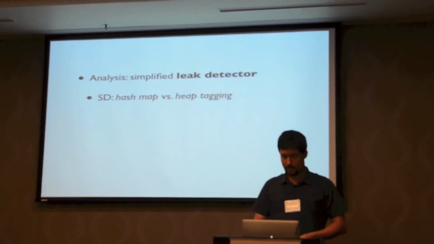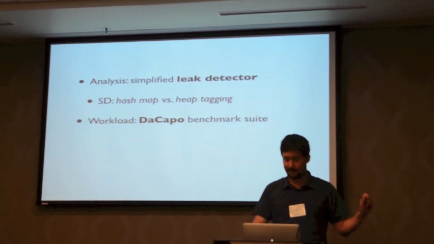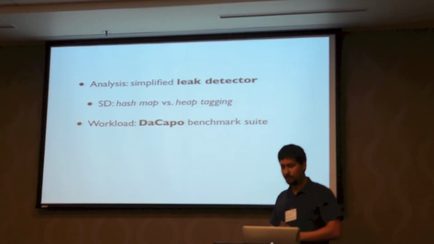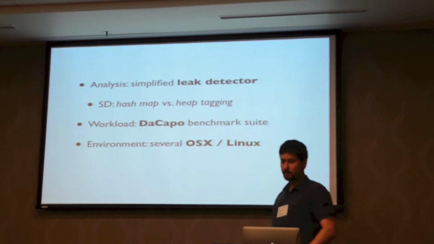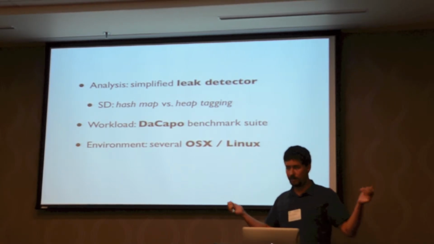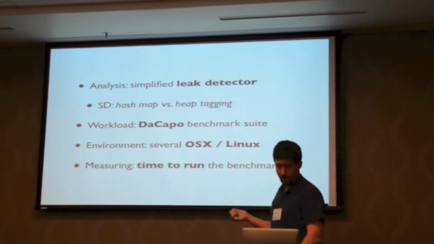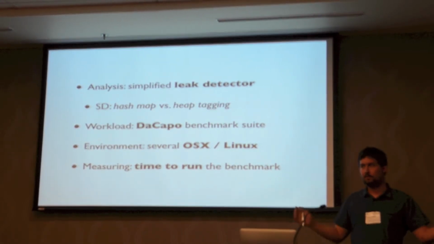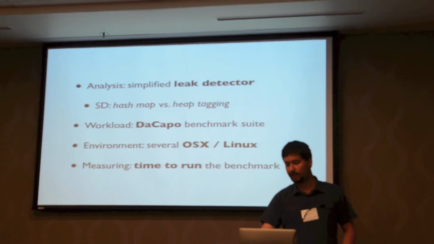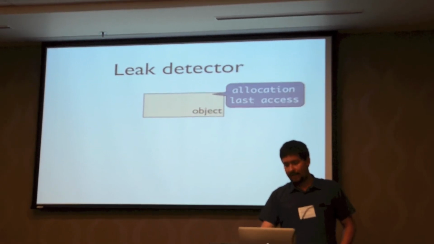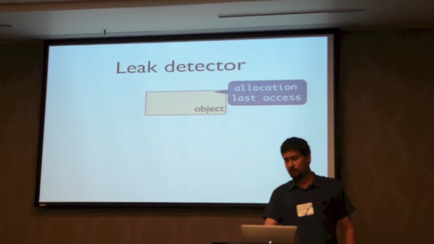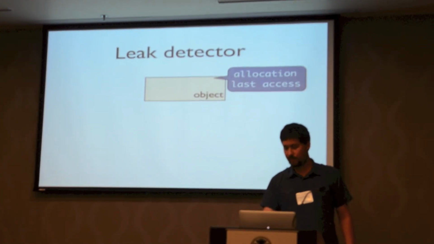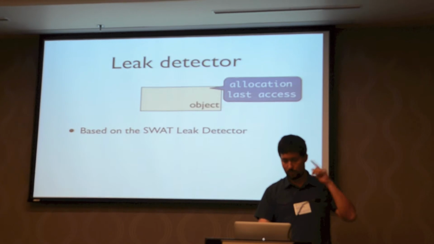We are comparing hash map and heap tagging. We are running this whole leak detector on the DaCapo benchmark suite in several different environments to be able to compare. And our metric is basically the end-to-end time of running this benchmark suite with our leak detector. The leak detector works as follows. You keep track of the last access time and the creation time for each heap object. It's based on the SWAT leak detector.